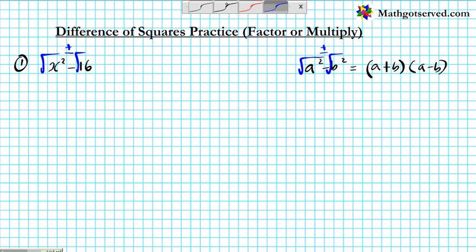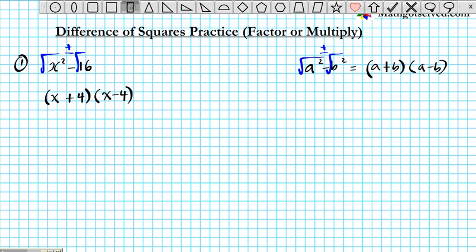What is the square root of x squared? The square root of x squared is x, so we have x plus 4, because the square root of 16 is 4, and x minus 4. So there goes the factored form. Let me just box this one so you see that that's the answer.